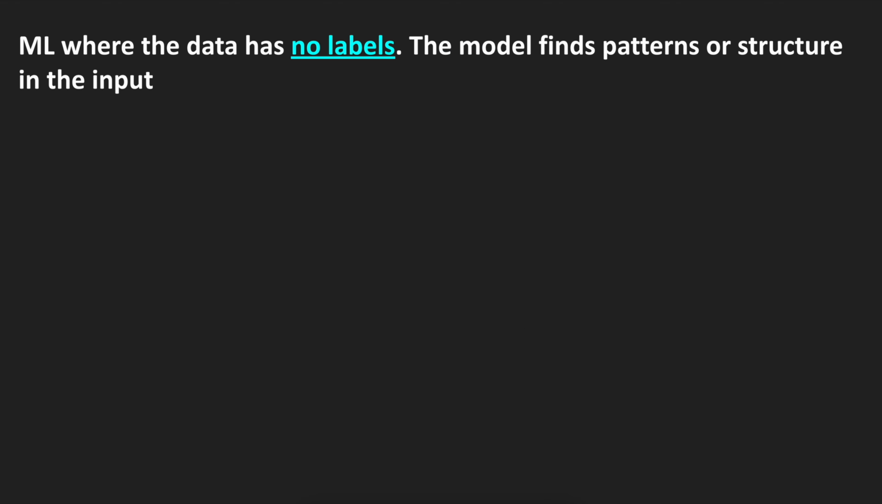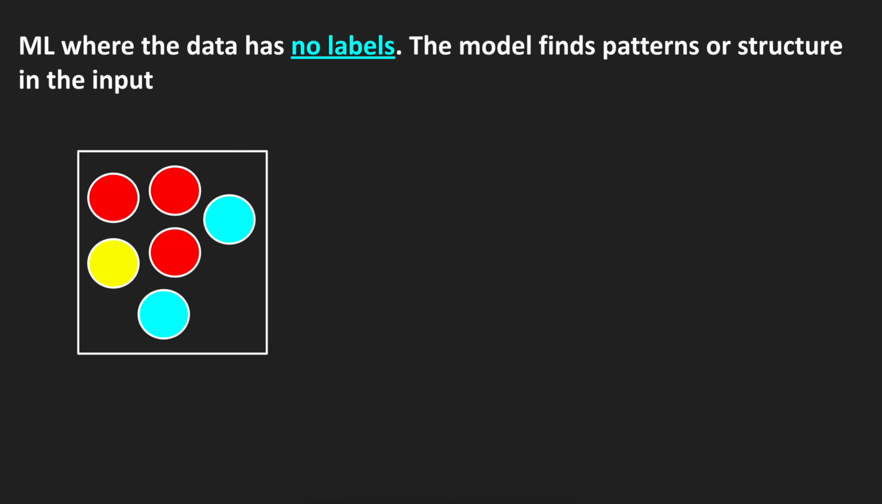What is unsupervised learning? Unsupervised learning is machine learning where the data has no labels. Unlike the previous example, we get the data, either pictures or text or whatever, with no labels. The model finds patterns or structure in the input.